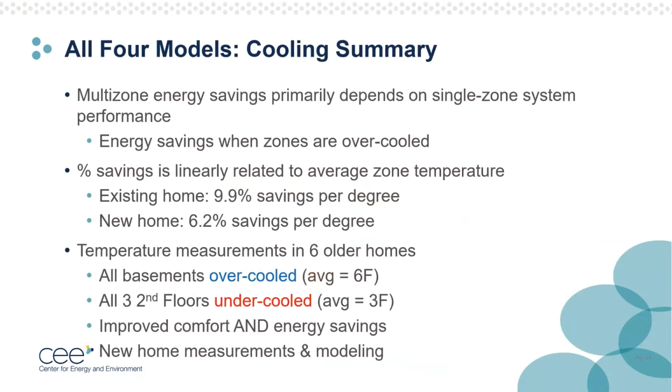We did a similar analysis for the summer cooling season, and that showed 9.9% electric energy savings per degree for existing homes and a 6.2% savings per degree for new homes. Since all basements are overcooled, and by about twice as much as the second floors, for these 6 houses that we measured, we would expect cooling energy savings for older homes. Again, we need temperature measurements in new homes in order to be able to determine the savings for new homes.